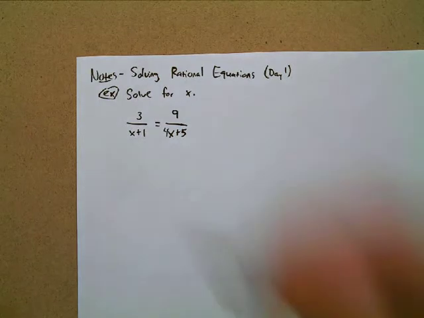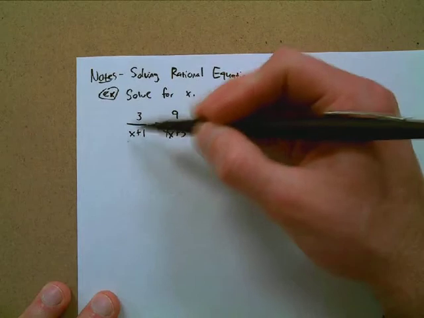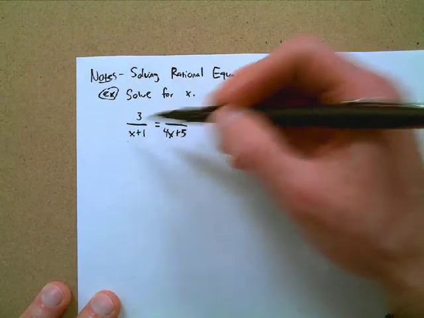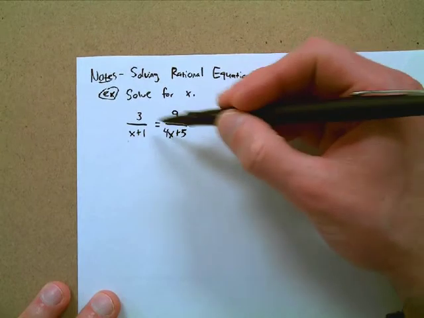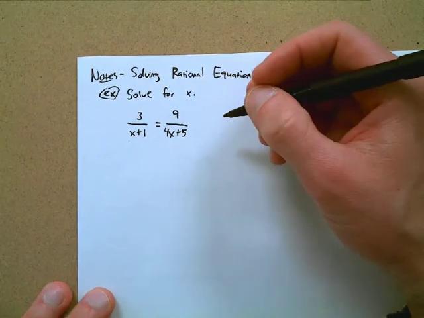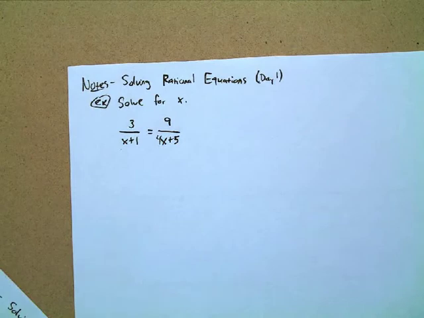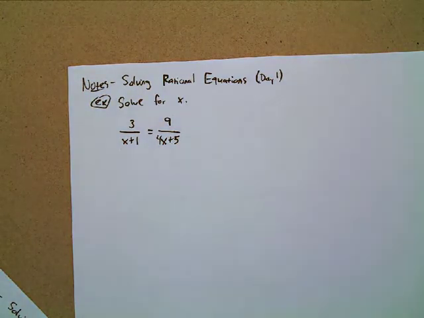You see why we call it a rational equation, right? Because we have a rational expression here, 3 over x plus 1. You can think of it as a fraction, right? And we have a rational expression here, 9 over 4x plus 5, and they are equal. There's the equation part, right? And we want to solve for x. Typically when we solve an equation, we want to get the x by itself, okay? Right now, we have a problem because our x's are in the denominators. We got to get those x's out of the denominator, okay?